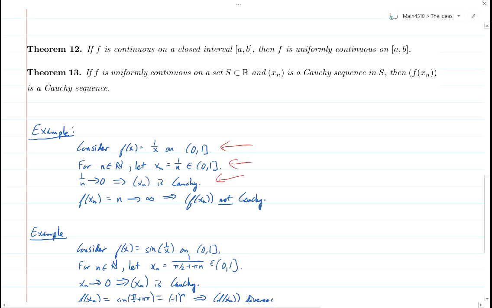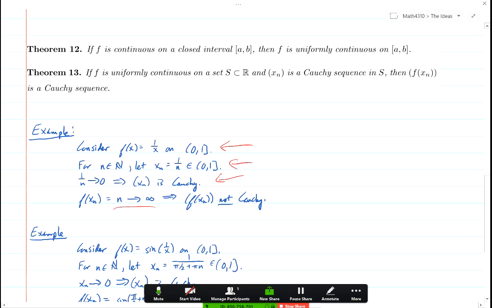Well, if 1 over n goes to 0, and that's x_n, then f of x_n, which is 1 over x_n, is just going to be n, which diverges to infinity. Convergent sequences are Cauchy, Cauchy sequences are convergent, but this is a divergent sequence, so it cannot be Cauchy. All right? But it is a continuous function. f of x equals 1 over x is continuous on the set, but it's not uniformly continuous.